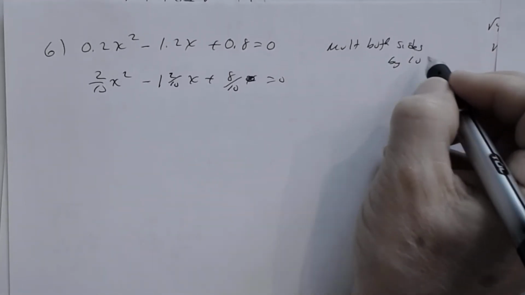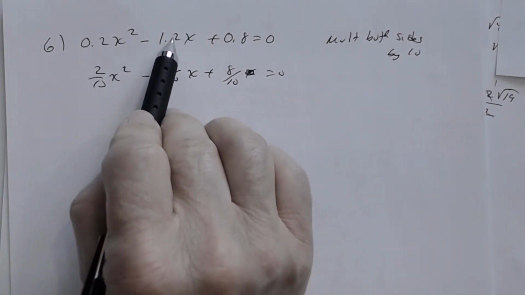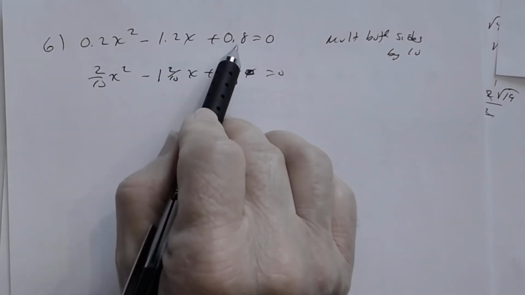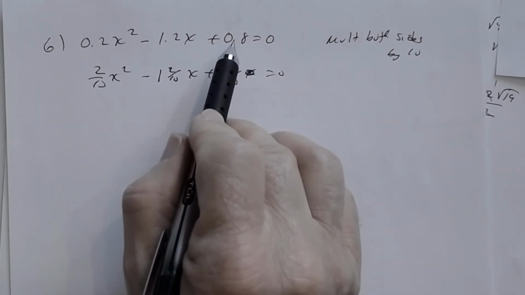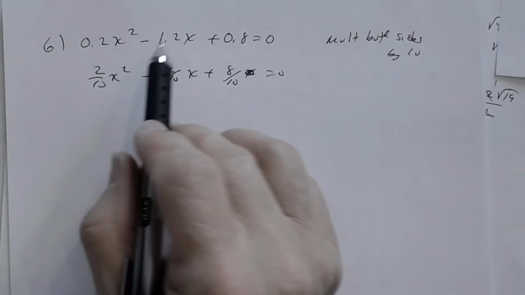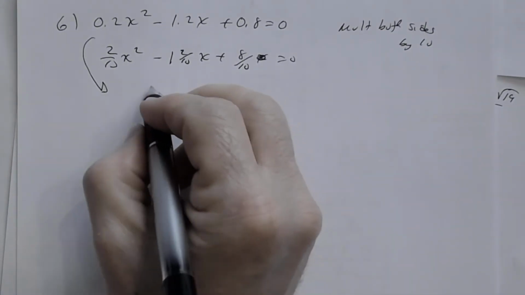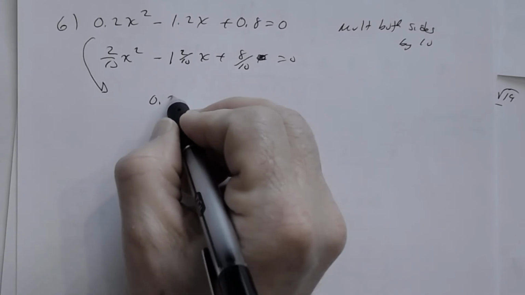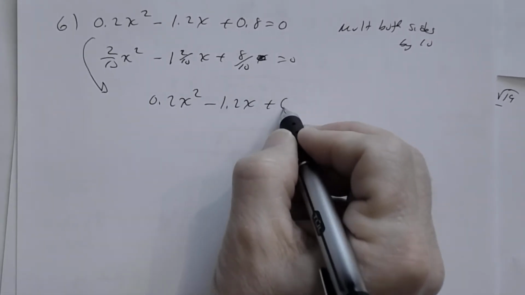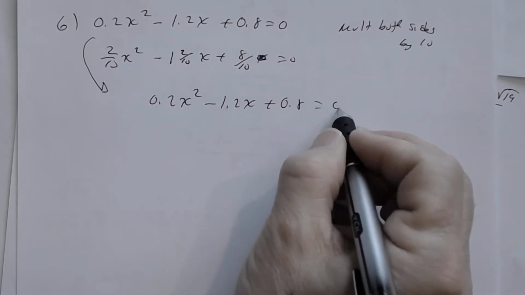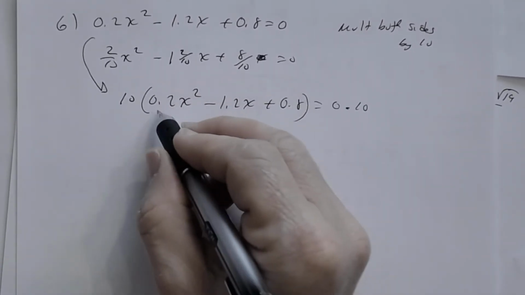And the reason is that when you do that, it's going to make these numbers right here, these coefficients and this constant, sometimes called a constant coefficient, integers. All right, so we multiply both sides by 10. I'm going to go ahead and rewrite this over: 0.2x squared minus 1.2x plus 0.8 equals 0. So I'm going to say times 10, times 10. What I do to one side, I do to the other.